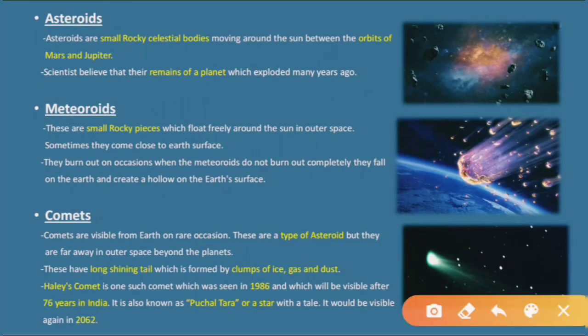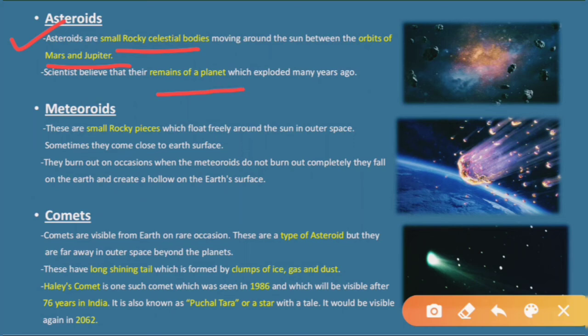So what is an asteroid? An asteroid is made up of small rocks, small rocky pieces, and they move around the sun, and they are between the orbits of Mars and Jupiter, as I showed you. Now the next is, scientists believe that they are the remains of a planet which exploded many years ago.